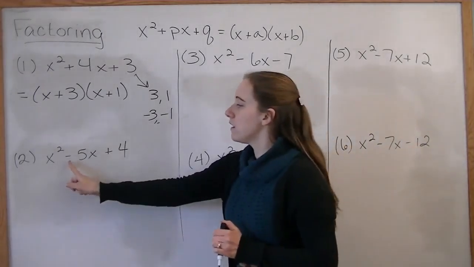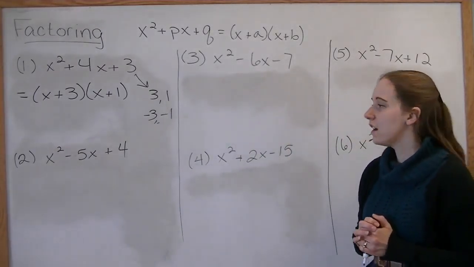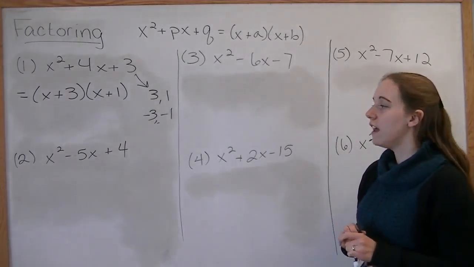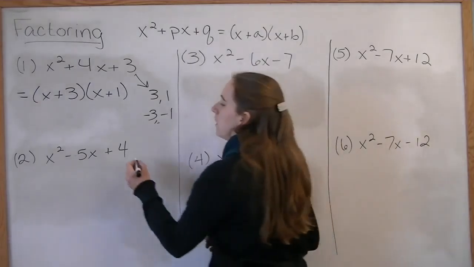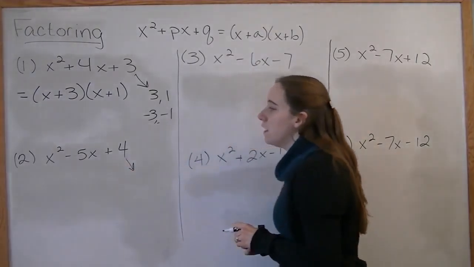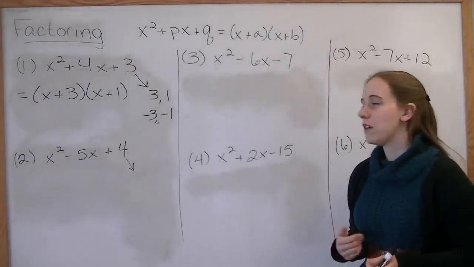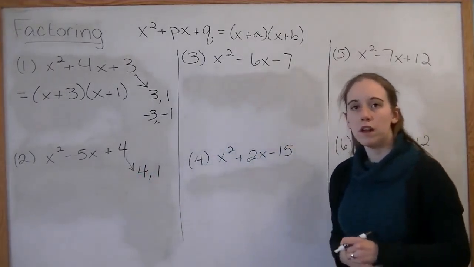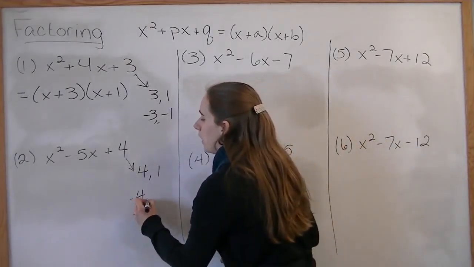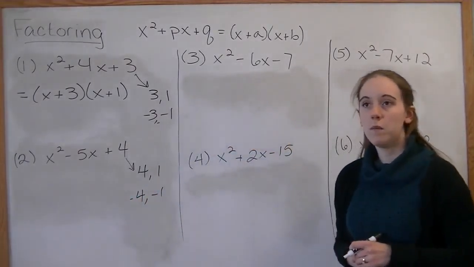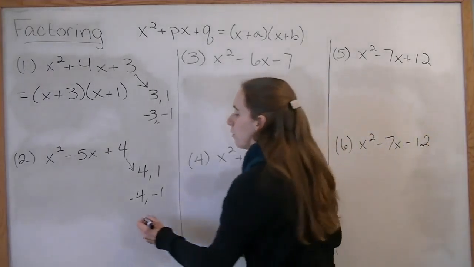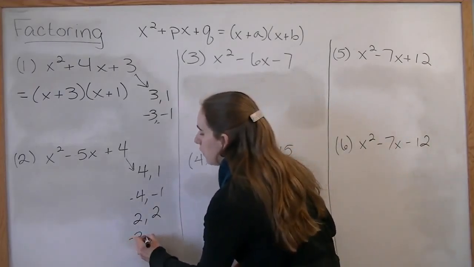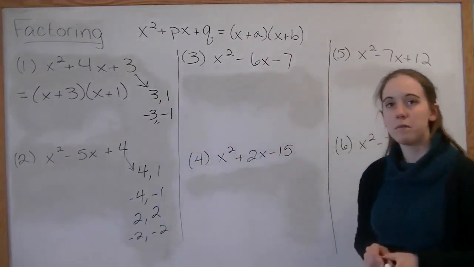Notice we have a subtraction sign in there, a negative, so we need to be a little bit more careful with our signs. We just have to keep close track of it. Otherwise, everything's exactly the same. So q is 4, so we need to think of all the ways we can multiply two numbers to get 4. Well, the easy one is 4 and 1, which means that negative 4 and negative 1 will also work. And then 2 times 2 is also 4.